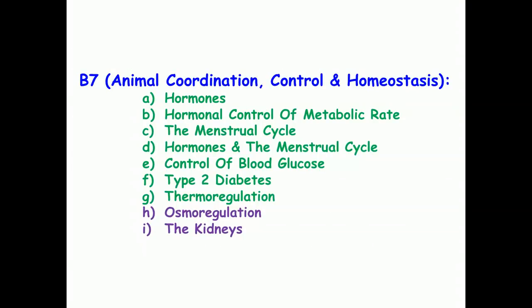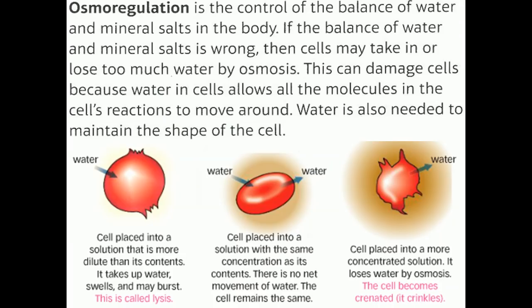And then we're moving on to our last topic, which is osmoregulation, and this is where you have to control the amount of water in the body. And this is important because it affects how much water cells take in by osmosis. If there's a lot of water in the body, cells will take in more water by osmosis, and this could cause a cell to lyse and burst.